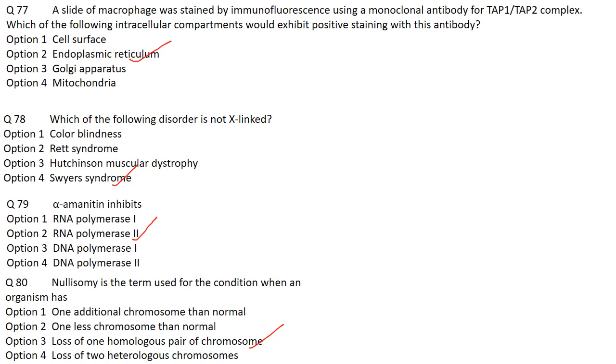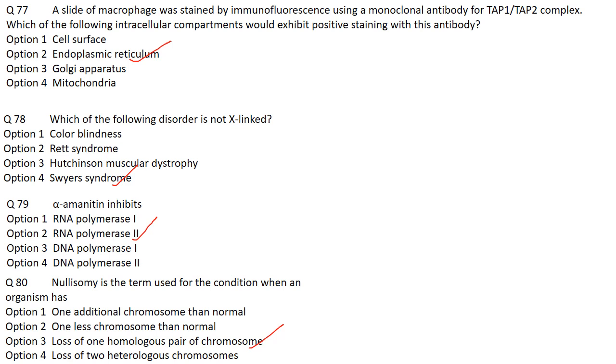Then which of the following disorder is not X-linked? Color blindness, Rett syndrome, Huntington's muscular dystrophy, Swyer's syndrome. Swyer's syndrome occurs due to mutation of the sex-determining region Y gene on the Y chromosome or deletion of the segment of the Y chromosome. So it is not an X-linked disorder.